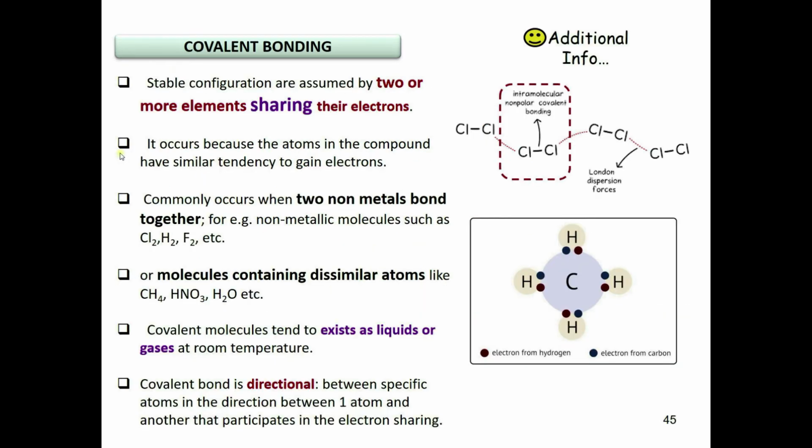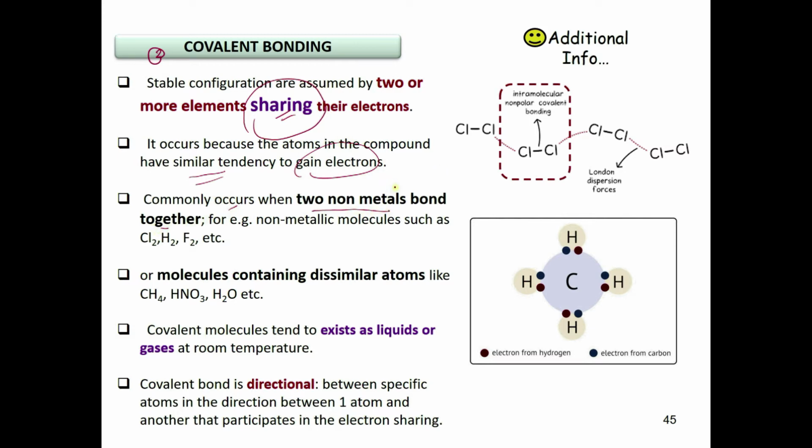Now we move to covalent bonding. Covalent bonding is the second primary bonding for materials. It is formed when two or more elements share their electrons. So the key point for covalent bonding is sharing. It occurs because the atoms in the compound have a similar tendency to gain electrons, and it commonly occurs in two non-metals bound together.